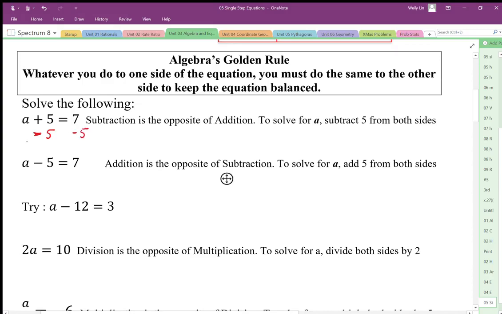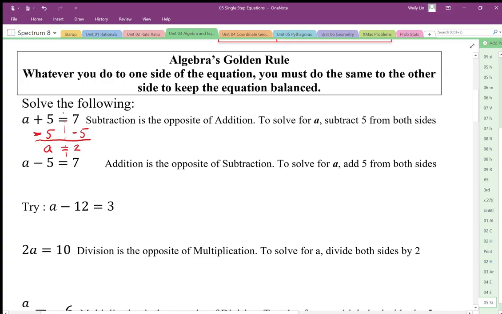And when I do that, I can work out the left side and right side. And again, remember that here's our balanced line. As long as I keep it balanced, I can do whatever I want. Here I've kept it balanced, and by keeping it balanced, I've got a by itself, and I solve for a. So I get a is equal to 2.